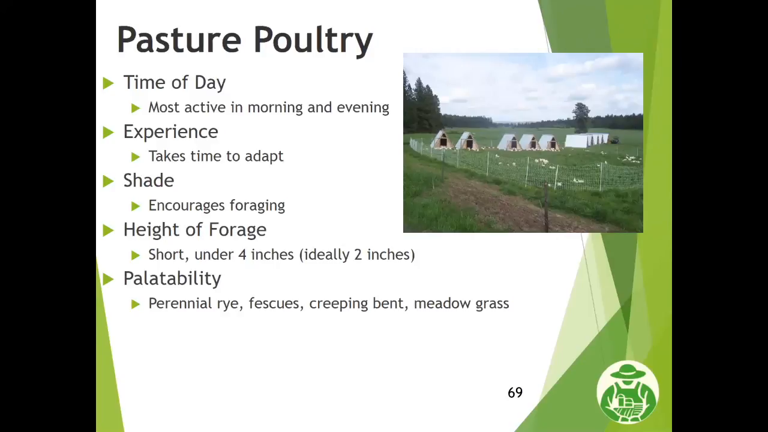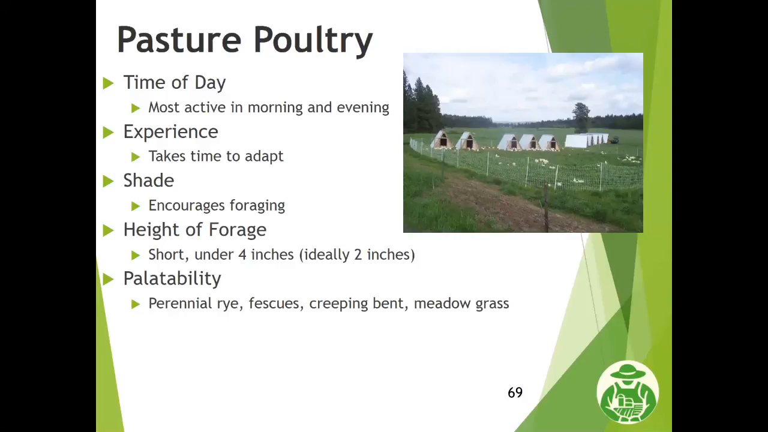Poultry prefer to graze on short grass that's around 2 inches, and as we've talked about, it's useful to graze some ruminant animals, some cattle or sheep, beforehand, and then bring poultry in to complement that area. Some of the most favorite grass species that poultry like would be perennial rye, fescues, meadowgrass, or creeping bent. Those are some of the ones that they prefer. So that's just a little on pasture poultry.